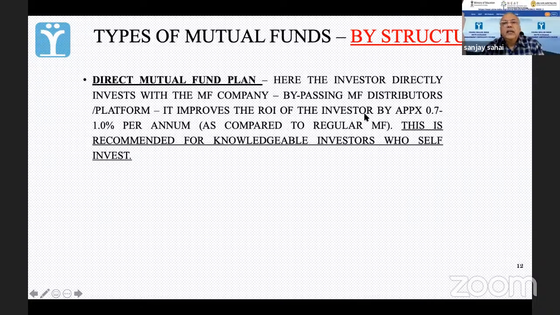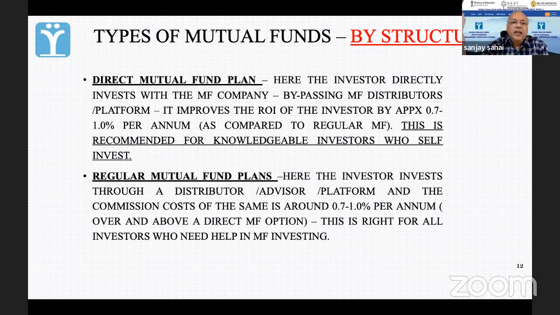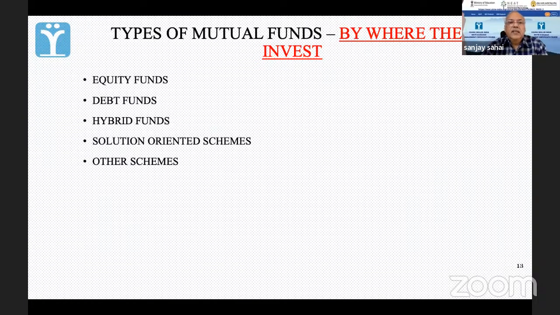Then you have a direct mutual fund plan where the investor invests directly with the mutual fund company, bypassing all distributors. So if you're very clear about which exact fund, which plan, which scheme you want, then this is good, because you will save yourself the amount of commission or fees which the mutual fund charges. Or if you're not so sure about these things, then of course you would go for a regular mutual fund plan. And here you would be investing through a distributor. So obviously there will be a certain charge.